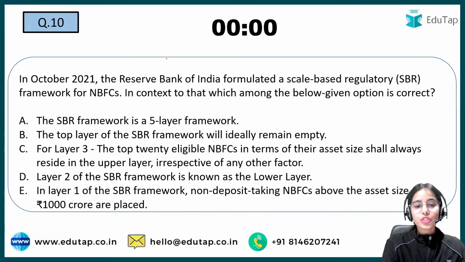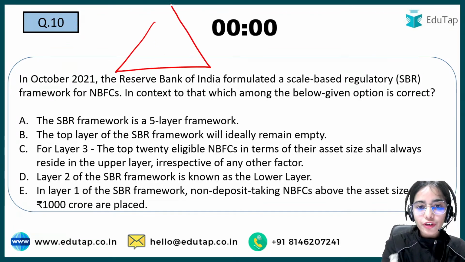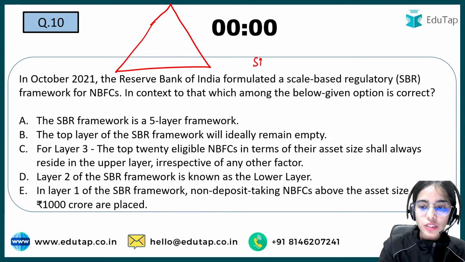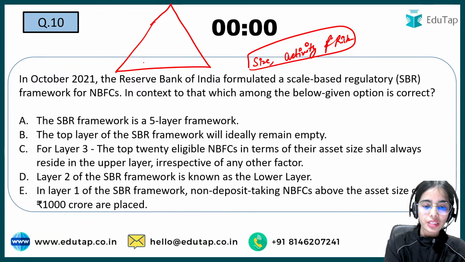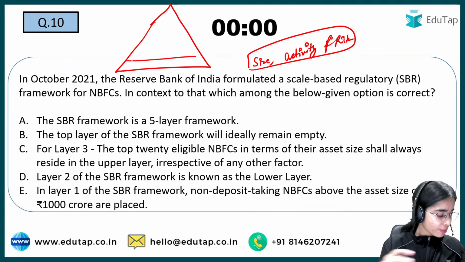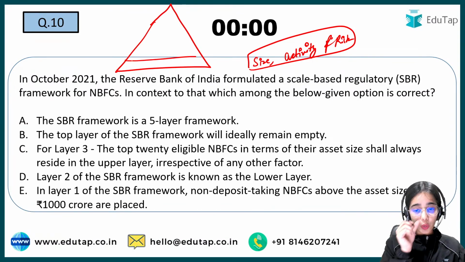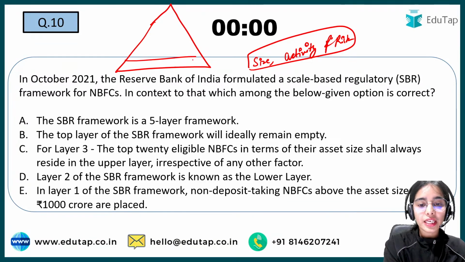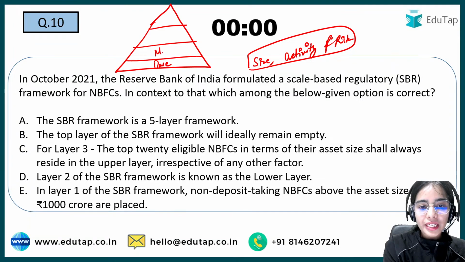Okay, so see, scale-based regulatory framework. In this, the different NBFCs are divided on the basis of their size, activity, and the risk that they are taking. So on the basis of their size, activity, and risk, the NBFCs are divided into how many layers? They are divided into 4 layers. Okay, so that is the base layer, middle layer, upper layer, and top layer.